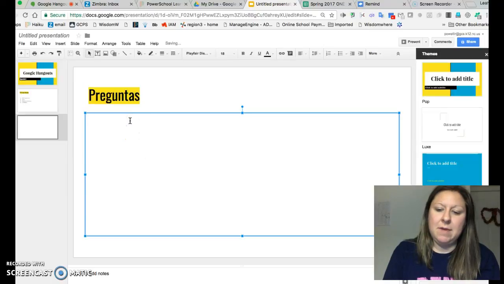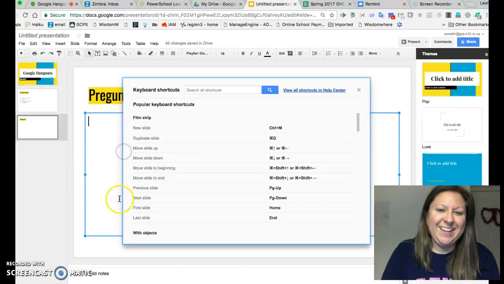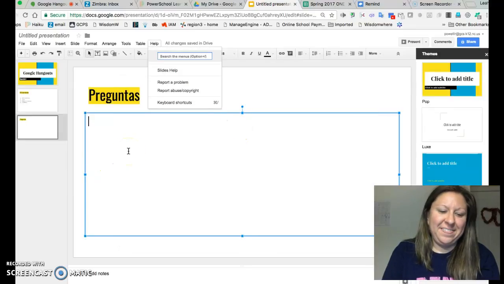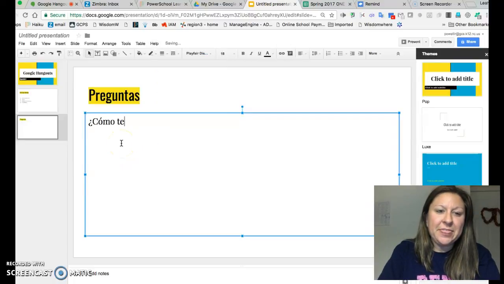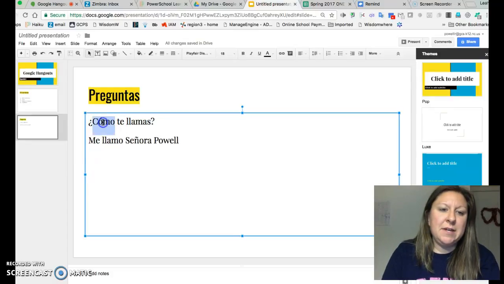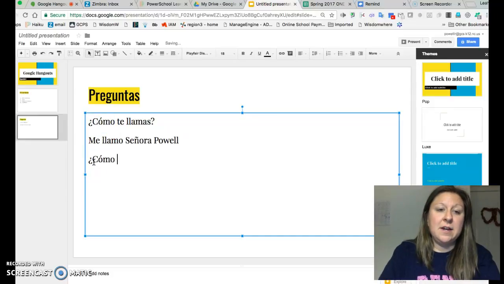So we were questioning one another on saying, ¿Cómo te llamas? Which is, what is your name? And we practiced answering with me llamo, and I'm just going to say Señora Pau. We also practiced talking about ¿Cómo estás?